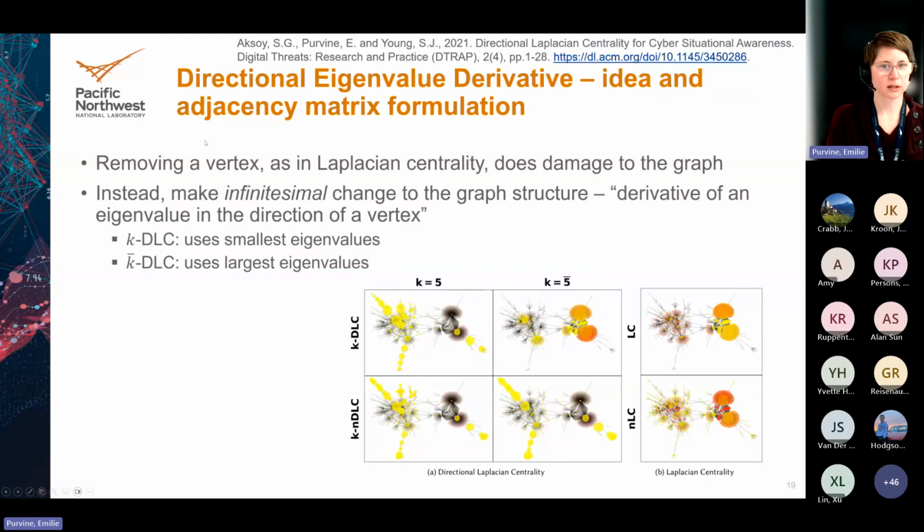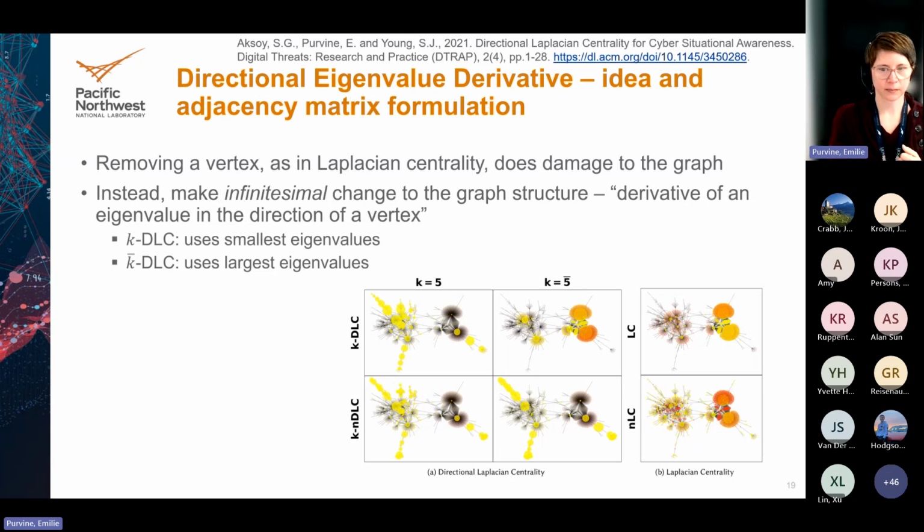And so what we thought was, in the Laplacian centrality, you remove an entire vertex. This does a lot of damage to a graph, or it can. And in the case of a cyber system, it might not make sense for a whole computer to go down, but maybe it gets slowed down, right? It gets bogged down a little bit. And so rather than removing the vertex wholesale, instead we want to think about making an infinitesimal change to the graph structure. So sort of just fade a vertex in and out just a little bit and see how that changes the eigenvalues.